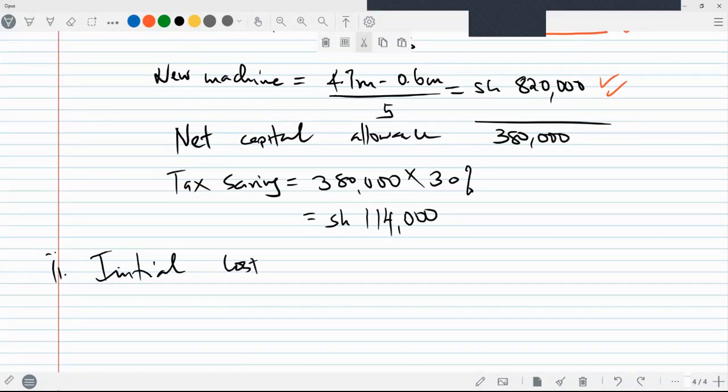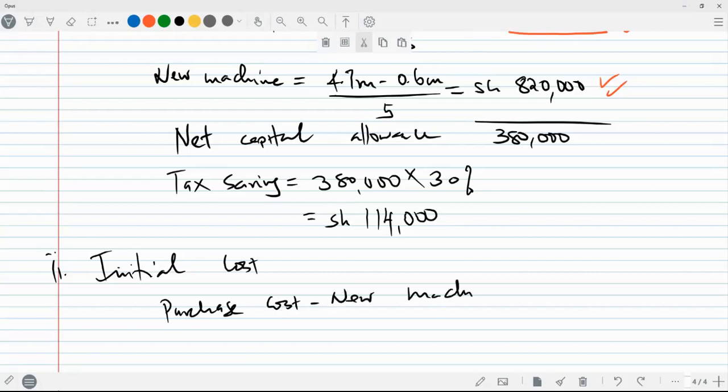Of course, first is to purchase the new machine. Therefore, purchase cost of the new machine. How much do you pay for the new machine? You pay 4.7 thousand. There's no working capital. You'll be investing in year zero.